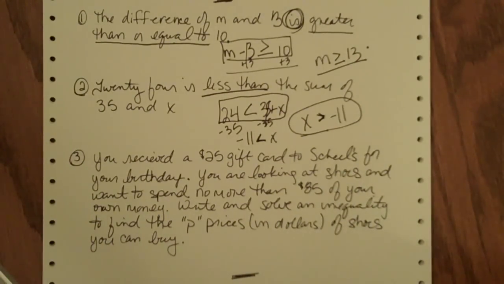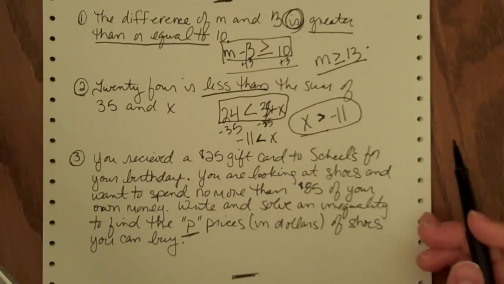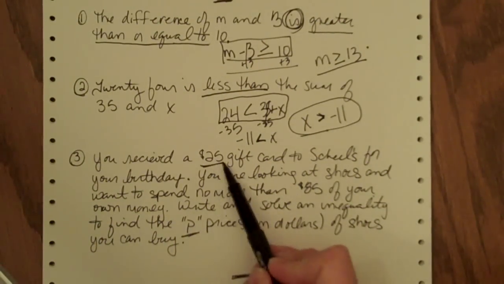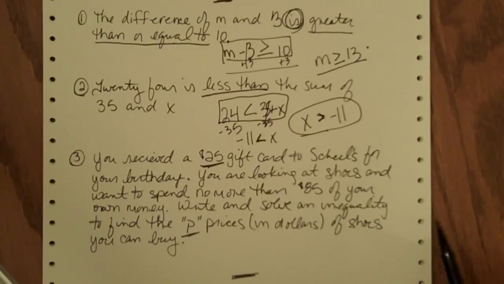Now let's look at an application problem. It says you received a $25 gift card to Scheels for your birthday. You are looking at shoes and want to spend no more than $85 of your own money. Write and solve an inequality to find the prices of shoes that you can buy. P tells us the variable we're using. So we have a couple of things here. First of all, they tell us what the variable is that we're going to use. They also tell us that we've got a $25 gift card, and they tell us we're going to use $85 of our own money.